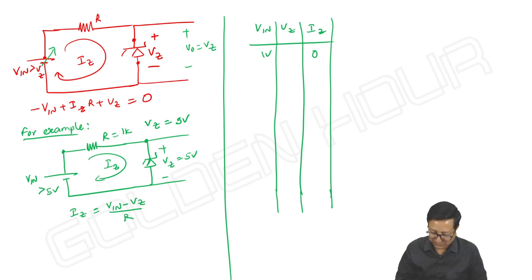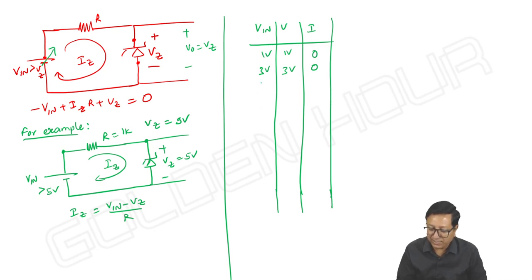V is the voltage across the Zener diode, and I is the current through the Zener diode. So the voltage is equal to 1 volt, or I is equal to Vin minus V by R. Next, suppose it is 3 volts. Again, there is no current, and the entire voltage can be seen across the Zener diode. Almost it behaves like an open circuit.